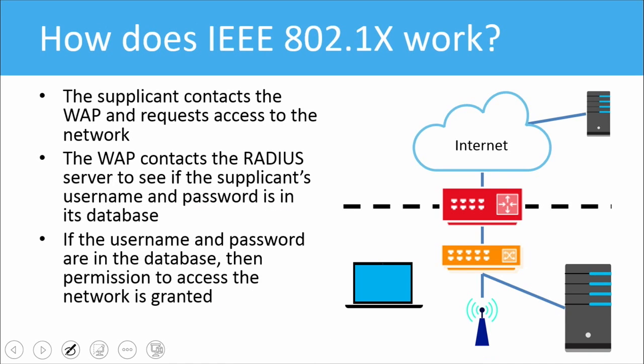What happens in 802.1x is that the supplicant is going to contact the wireless access point, and it requests access to the network. The wireless access point then contacts the RADIUS server, right over here on your right, to see if the supplicant's username and password is in the database. If it is, and let's go ahead and switch to green so we can say that it is, then the computer now has access. It has the green light to utilize the network and its resources.